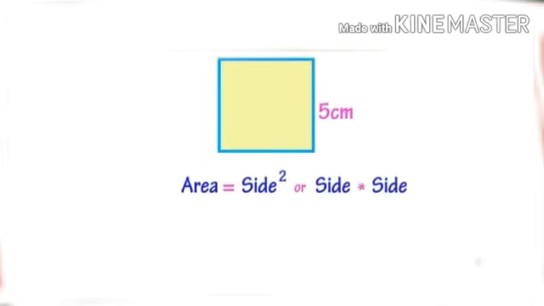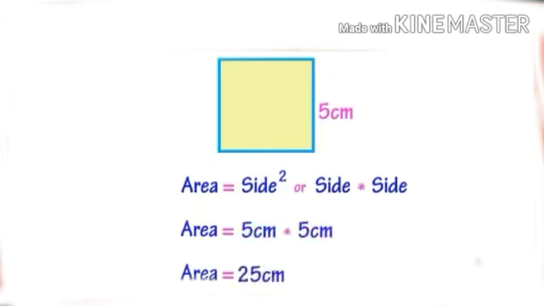Let us solve a few examples. Here we have a square of side 5 centimeters. Formula for finding area of a square is side square or side into side. So, area of this square is equal to side into side, that is 5 centimeters into 5 centimeters, which is equal to 25 square centimeters.